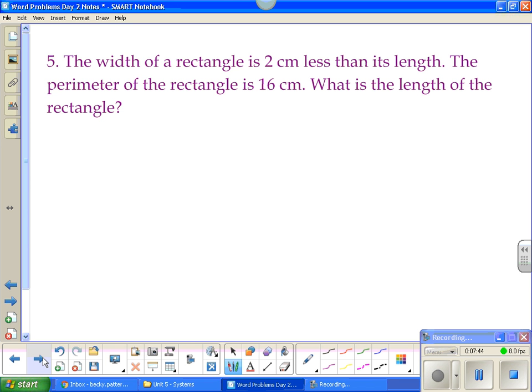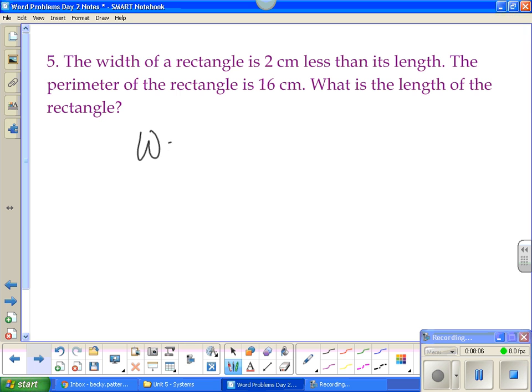Number 5. The width of a rectangle is 2 centimeters less than the length. The perimeter of the rectangle is 16 centimeters. What is the length of the rectangle? Okay, so again, we're just continuing to practice this type of problem. So just enjoy and make sure that it's really sinking in with the repetition here.